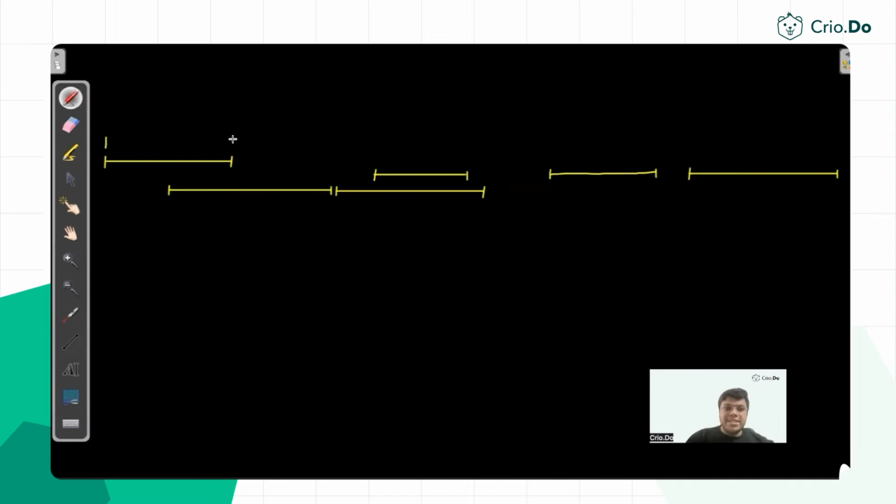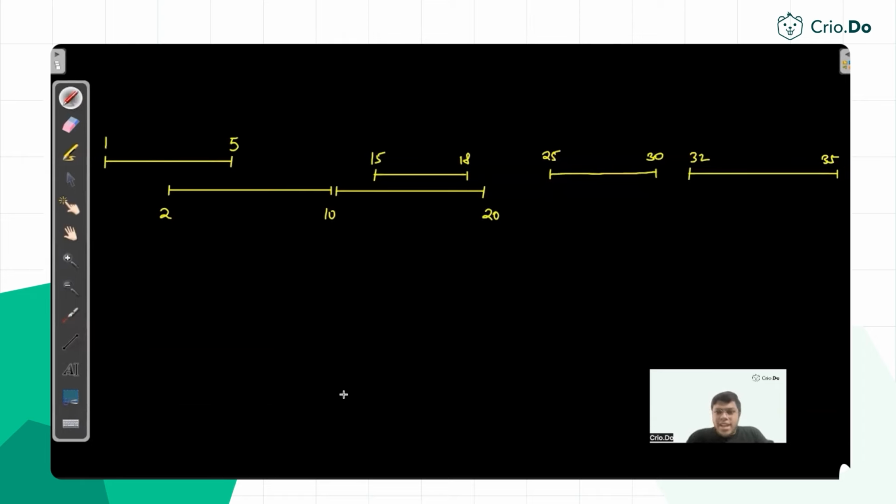So this is one more interval. Let me give some ranges. This is, let's say, 1 till 5. Let's say this is 2 till 10. Let's say this is 10 till 20. This is, let's say, 15 till 18. Let's say this is 25 till 30. Let's say this is 32 till 35. So these are some ranges given, and we need to merge them.